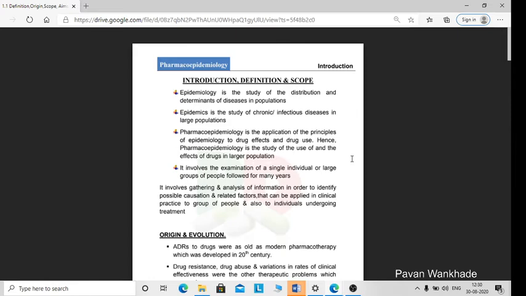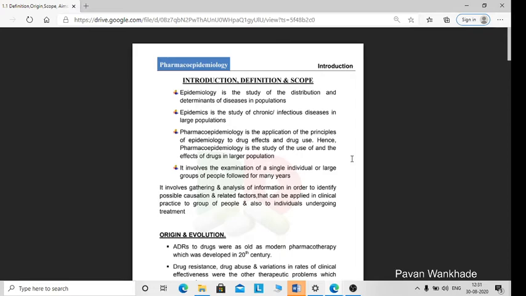Epidemiology is the study of distribution and determinants of disease in a population. Now, what do you mean by epidemic? Epidemic is the study of chronic infectious disease in a large population. Hence, pharmacoepidemiology is the application of principles of epidemiology to drug effects and drug use.